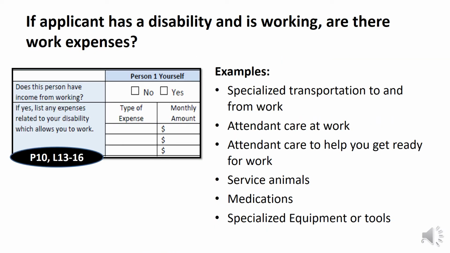If the applicant has a disability and is working, are there work expenses? For example, specialized transportation to and from work, attendant care at work, attendant care to help you get ready for work, service animals, medications, or specialized equipment or tools.